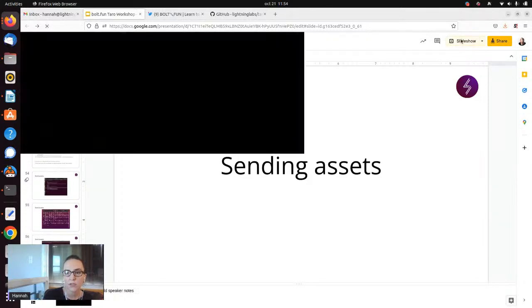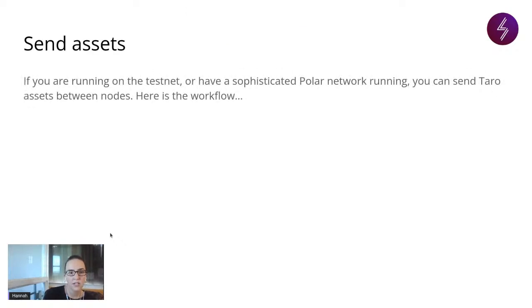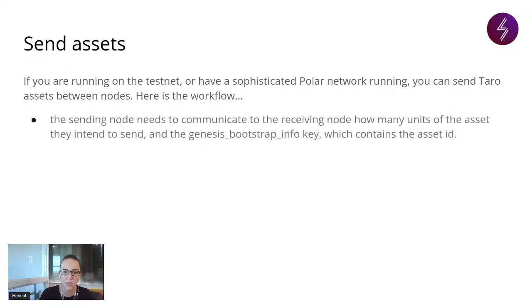All right, so let's briefly go back to our nice slideshow presentation. If you're running on the testnet or if you have a sophisticated Polar network running, you can send Taro assets between nodes. Here's the current workflow. Again, this is all very new and in progress, but this is currently how we would do it. The sending node needs to communicate to the receiving node how many units of the assets they intend to send. So if I'm going to send Bob 100 magic internet monies, then the first thing I have to do is take that Genesis bootstrap info key and send it to Bob.